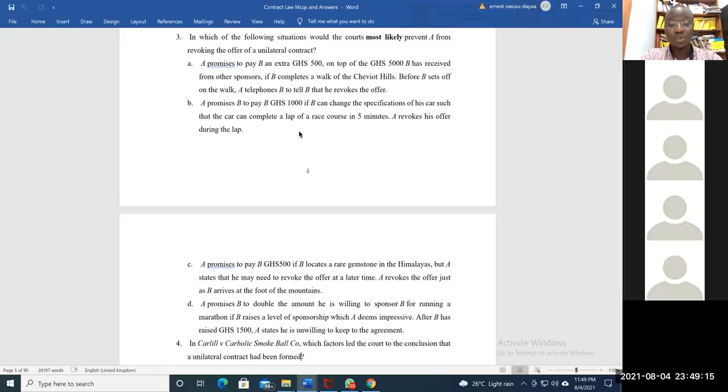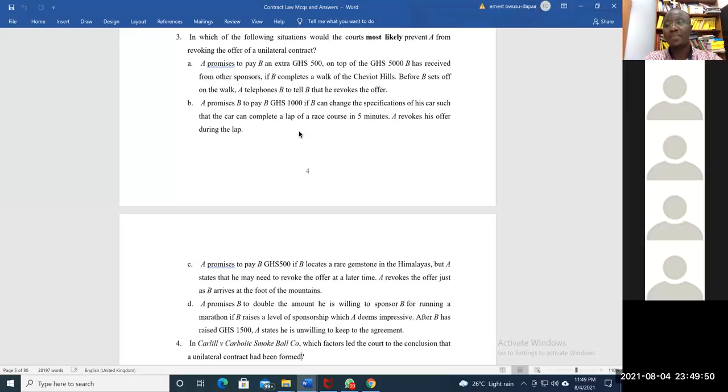A promises B to double the amount he's willing to sponsor B for running a marathon if B raises a level of sponsorship which A deems impressive. After B has raised 1,500, A states he is unwilling to keep to the agreement. Yeah, D2, there's a lot of room for the promisor to get away with it, because there's some subjective aspect of the offer, if he deems impressive. So if he thinks that 1,500 is not impressive, you cannot blame him.